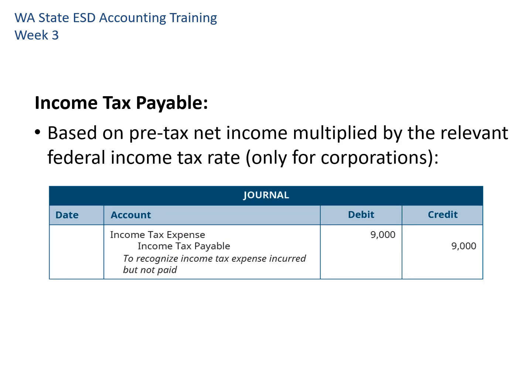Another type of accrual that is done for corporations is income tax payable. So we'll take our pre-tax net income, multiply that by whatever the relevant federal income tax rate is for corporations at that time, and we'll record income tax expense and an income tax payable. So that's an entry that if you were doing this for a corporation, you would record.